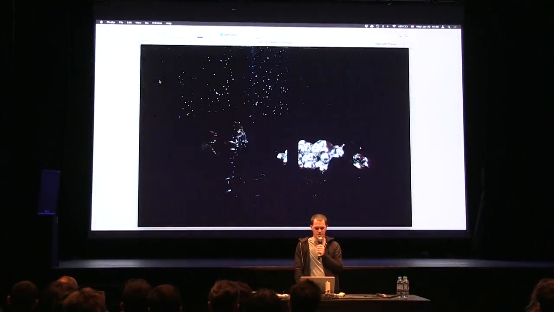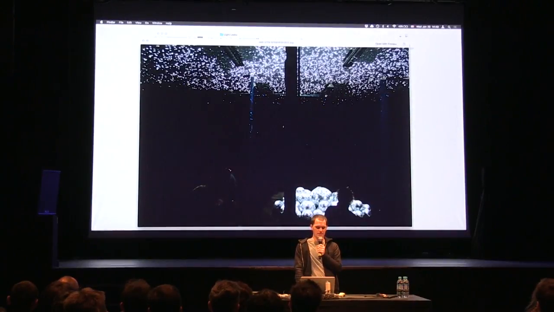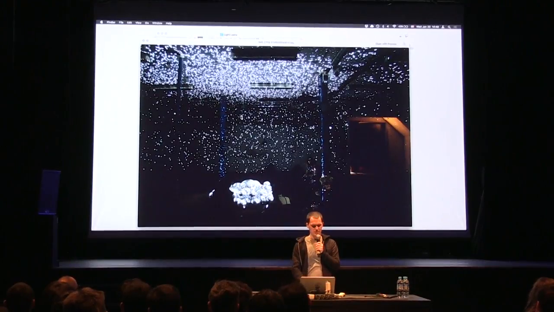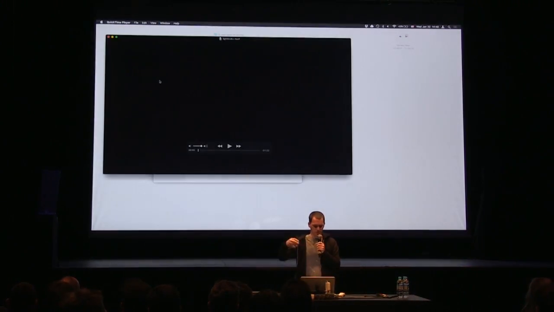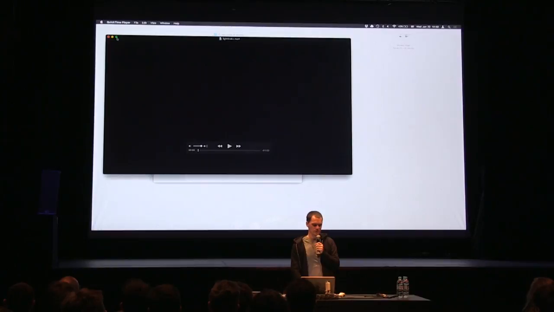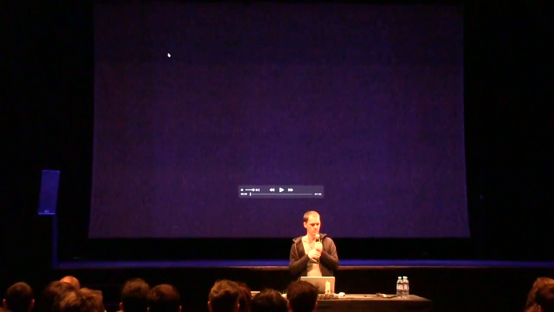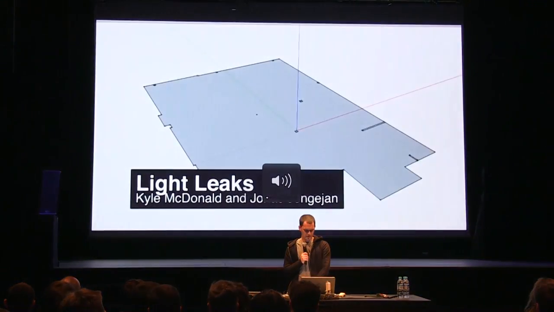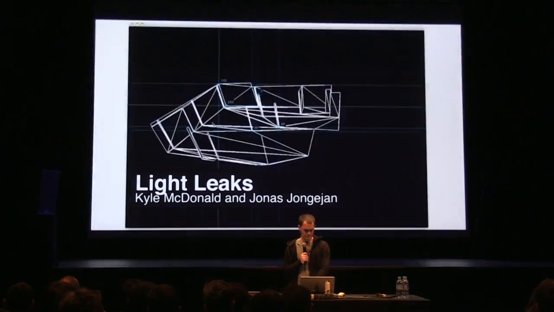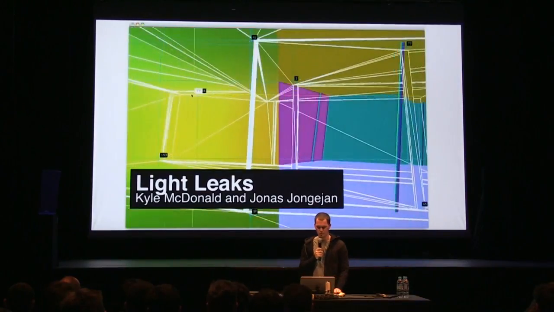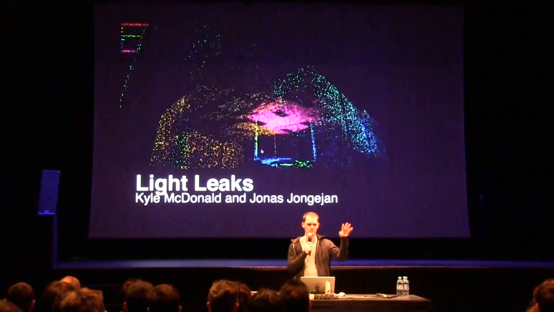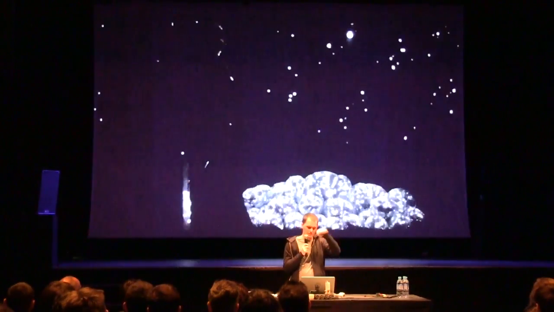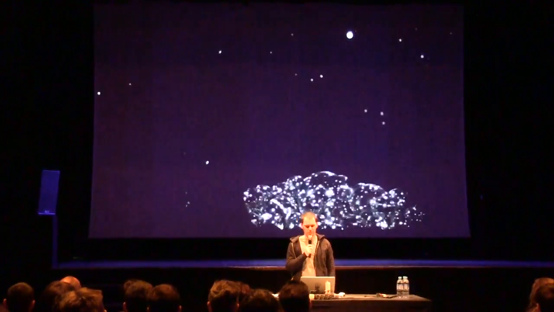One of the next projects I made was using these same 3D scanning techniques to scan all of the reflections off some mirror balls in the center of a room. This is a project with Jonas Jongejan in 2012, I think, called Light Leaks. We had 50 mirror balls in the middle of the room and 3 projectors pointed at the mirror balls. All these reflections on the wall are light bouncing off the mirror balls and hitting the wall.